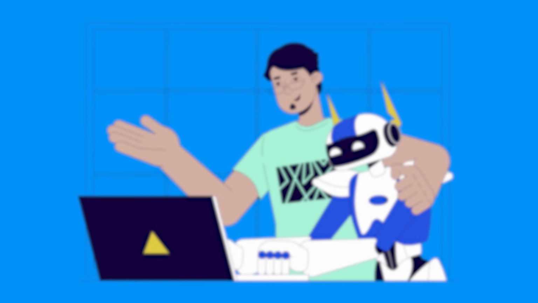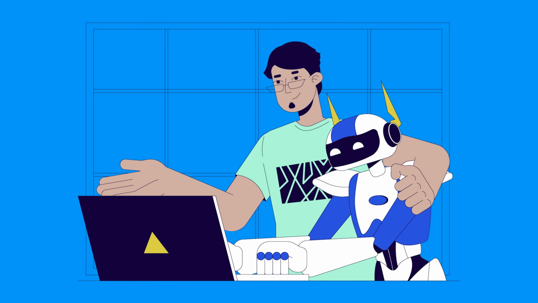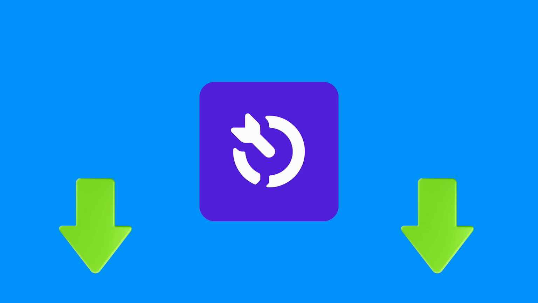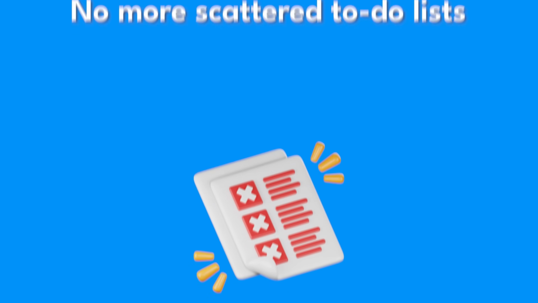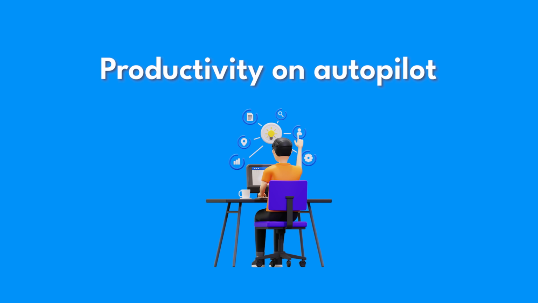If you're still juggling tasks across Slack, email, and random sticky notes, it's time to change the game. It's decision time. You've seen what Dart can do, now it's your turn. Click the link in the description to try it today. Set up these integrations to experience what next-level automation feels like. No more scattered to-do lists, no more wasted time, just seamless productivity on autopilot.